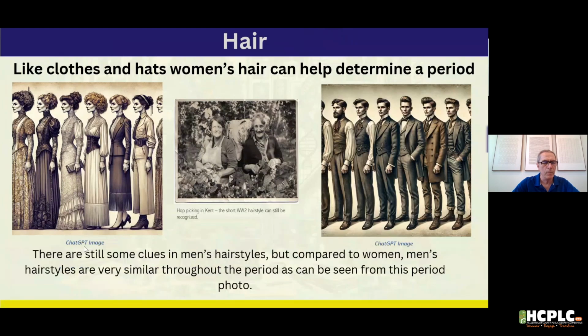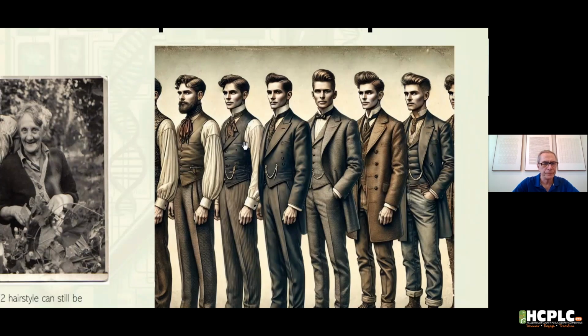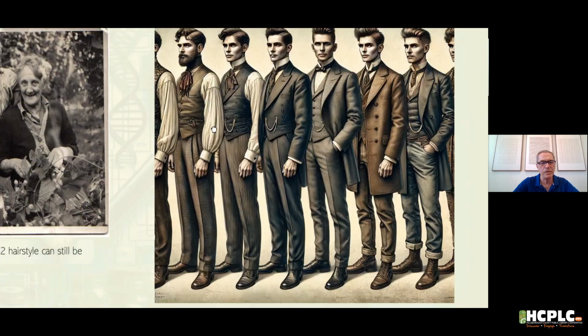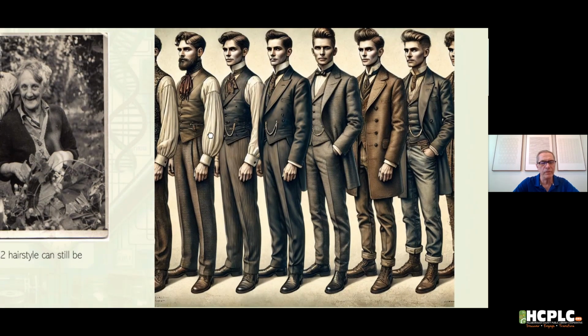But I asked ChatGPT to generate a similar image for men. As we can see, pretty much all the men's hairstyles could be still in fashion today. The clothes give them away a little bit, but we could really see a man today wearing pretty much any of those hairstyles and possibly even some of those clothing.